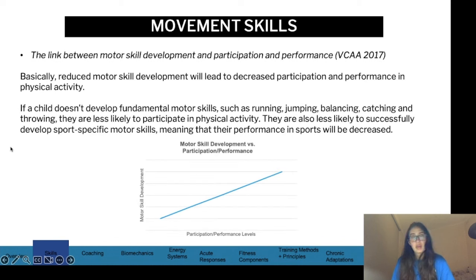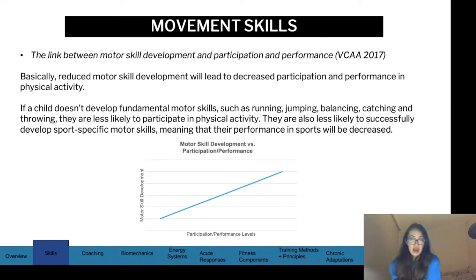So there's a really important part of the study design which examines motor skill development and participation. And so basically research has found that reduced motor skill development will actually lead to decreased participation and performance in physical activity. And so if a child doesn't develop these core motor skills when they're younger, so things such as running, jumping, balancing, catching, etc., they're actually less likely to participate in physical activity, which means they're less likely to develop sport-specific motor skills, meaning that their performance in sports will be decreased.